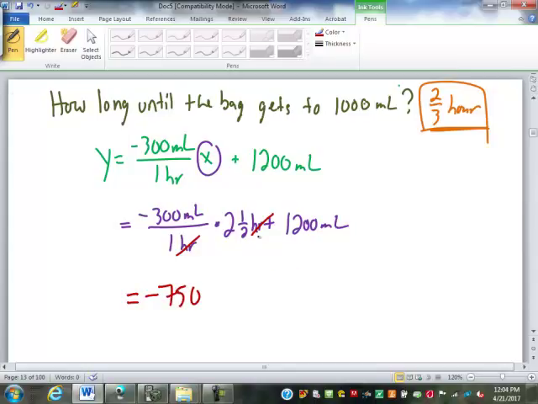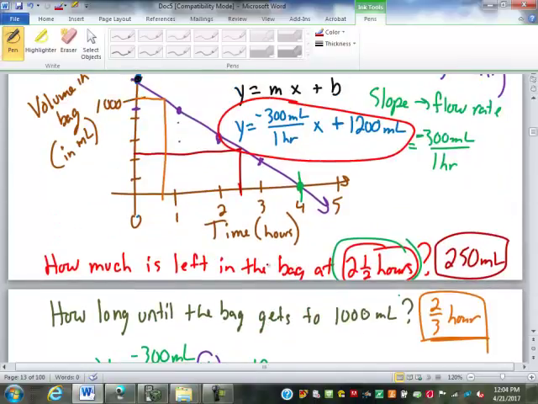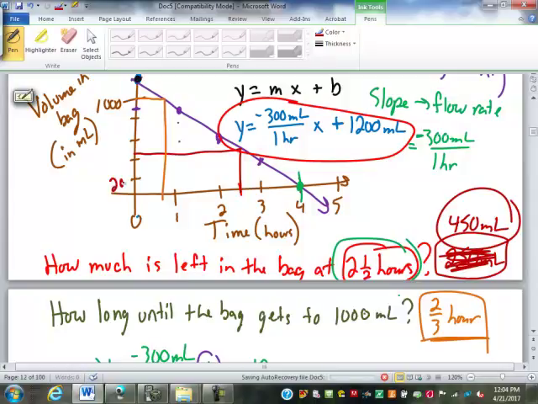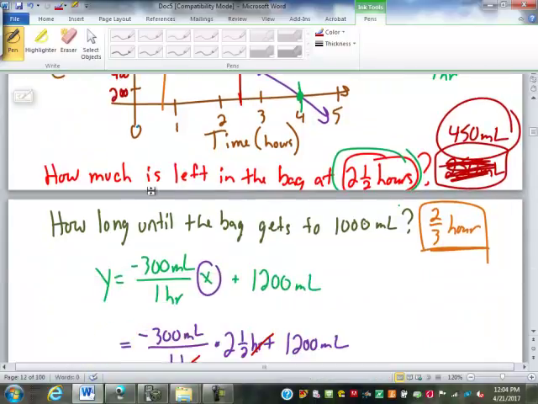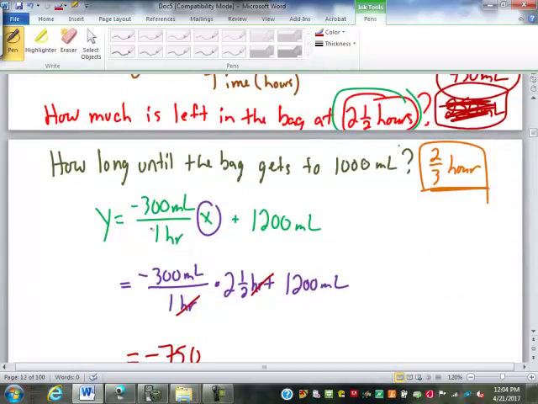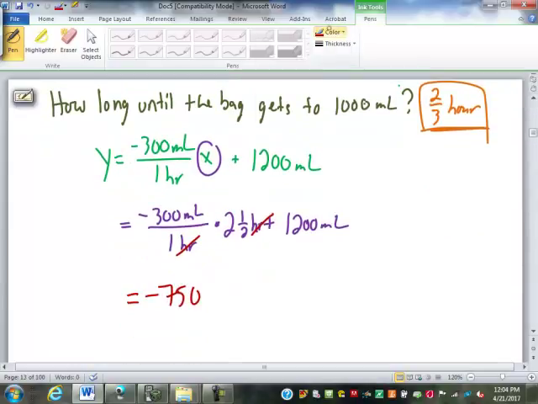So my original answer was wrong there, by the way. That should have been 450, not 250. So anyway, good thing we did double check it with the equation.